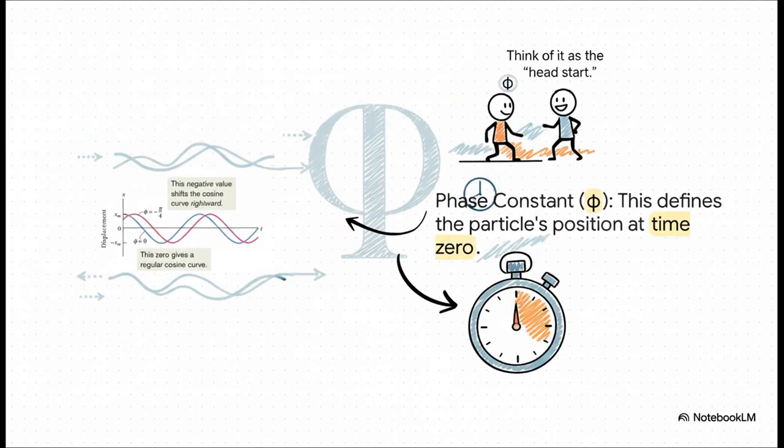And finally, we have the phase constant, phi. This one's actually pretty simple. It's just the story's starting point. It tells us exactly where the block was in its cycle the moment we hit go on our stopwatch. Think of it as the once upon a time of the equation.